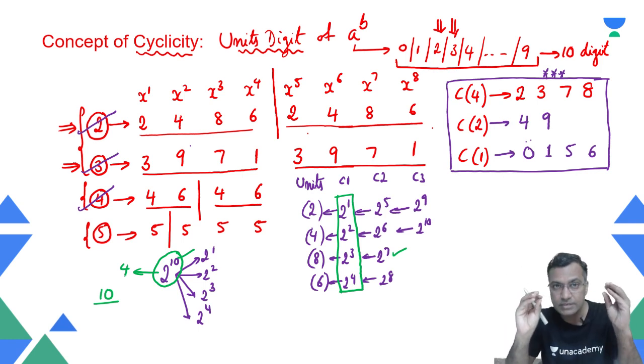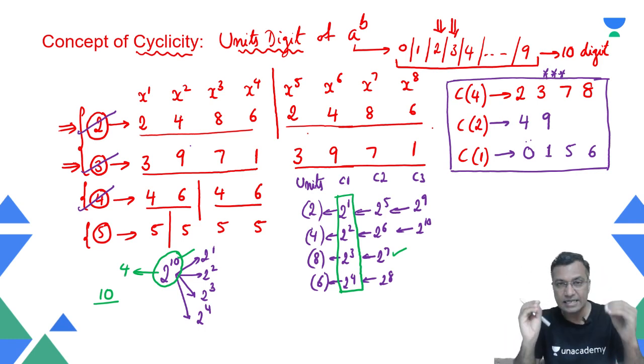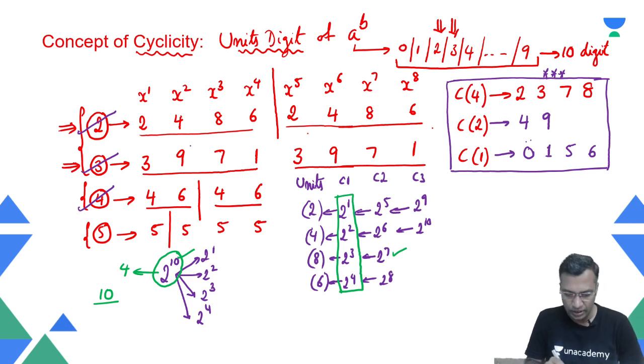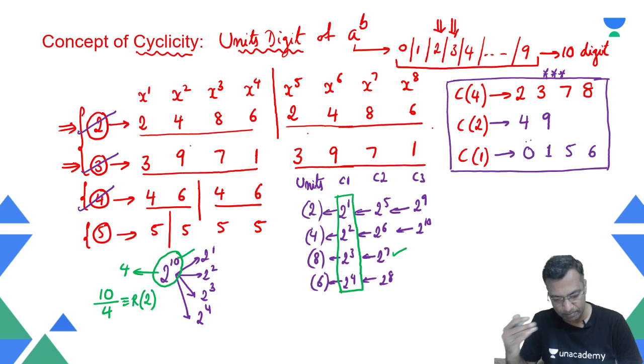You have to look at the base. The base number is 2. The cyclicity for 2 is 4. And then you look at this 10 as the power. You divide by the cycle. So 10 divided by 4, list out what is the remainder. Remainder when 10 is divided by 4 is 2. It implies that the unit digit of 2 power 10 is as good as 2 power 2.